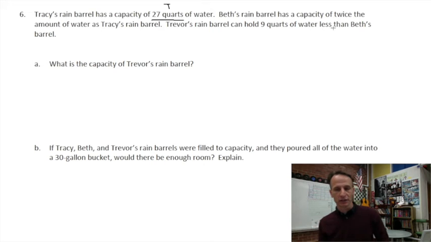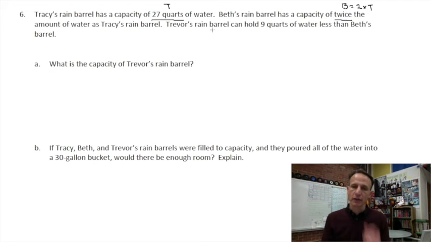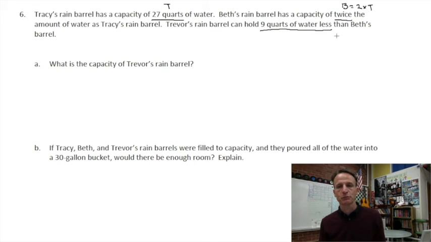Beth's rain barrel has a capacity of twice the amount of water, so twice for Beth. So Beth is 2 times Tracy's. Now we got Trevor. He has a rain barrel that is 9 quarts of water less than Beth's. So to find Trevor, I'll use R to indicate Trevor here, because I already used T.